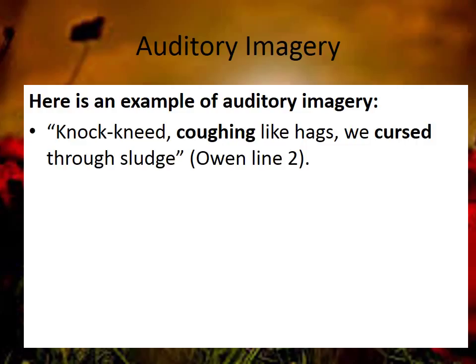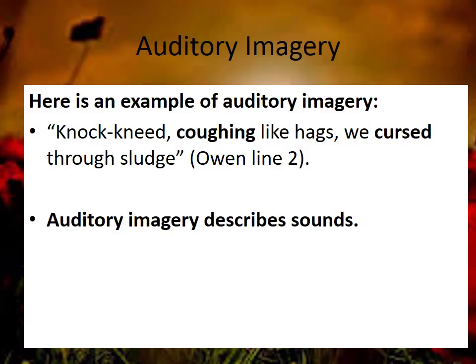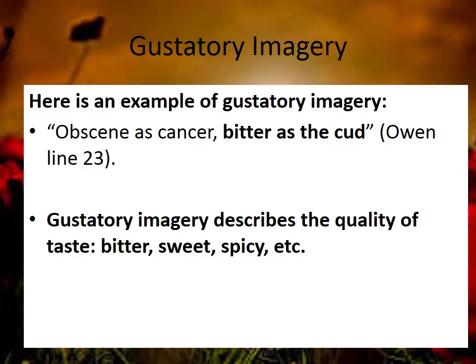Auditory, what we can hear. Beginning: "Knock-kneed, coughing like hags, we cursed through sludge." So coughing is something that we can actually hear. So that is an auditory image. We can hear them cursing as they're going through the sludge. Right? So that is actually auditory imagery. Anything we can hear. Okay?